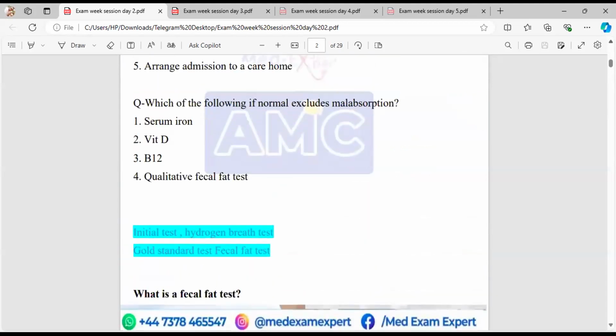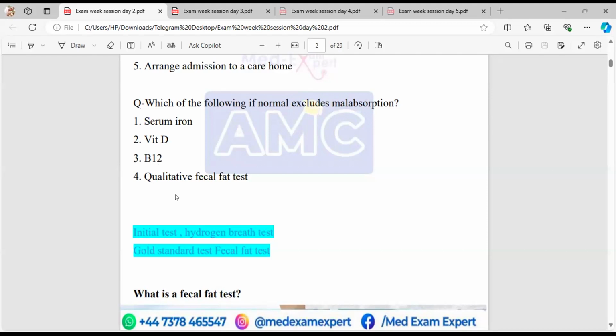So I wrote that the initial test is the hydrogen breath test and the gold standard test is the fecal fat test. In malabsorption the other nutrients also decrease, but the question is which of the following, if normal, excludes it. For example, if the serum iron level comes back normal, it doesn't mean the patient does not have malabsorption. A normal serum iron level will not exclude malabsorption. A normal vitamin D level will also not exclude malabsorption. These may be abnormal or decreased in malabsorption, but if these nutrients come in the normal range, it cannot exclude malabsorption.